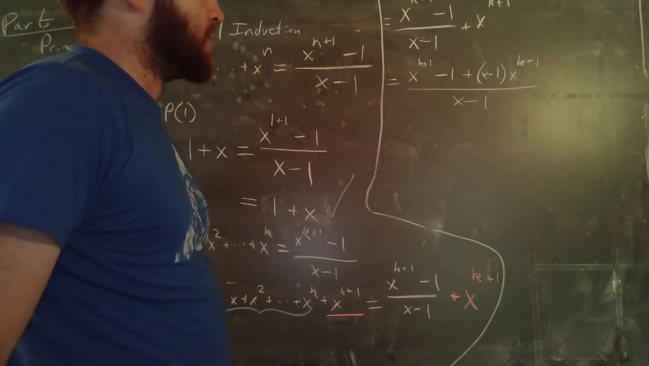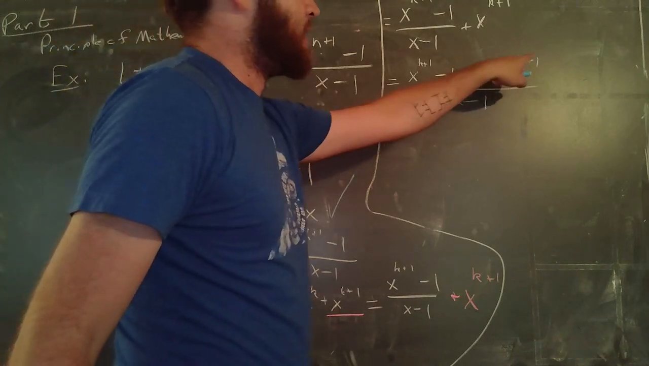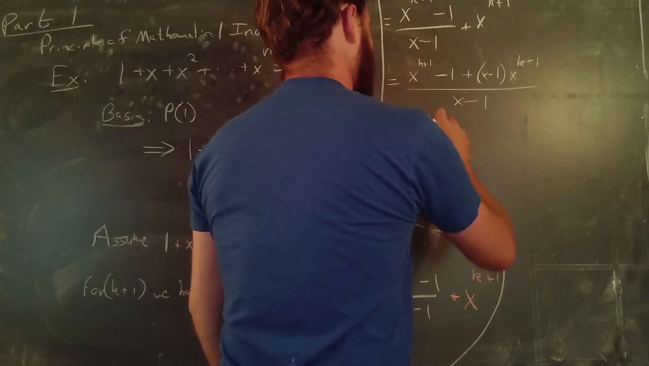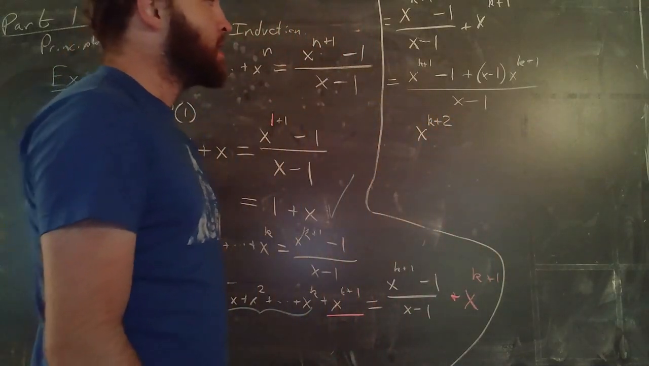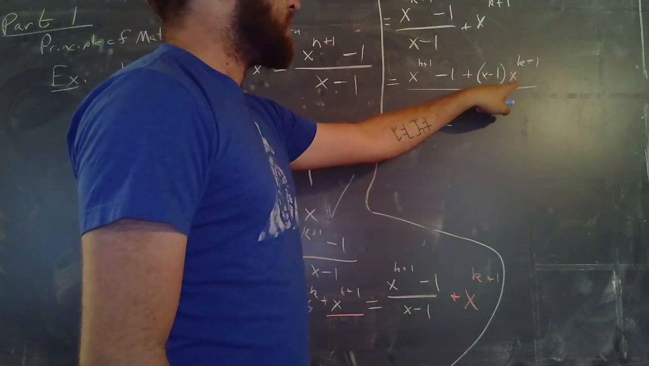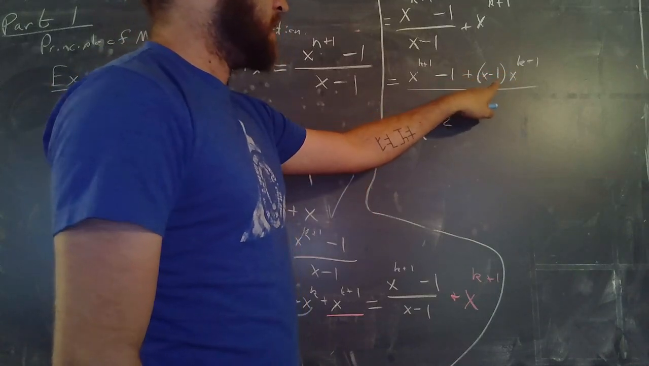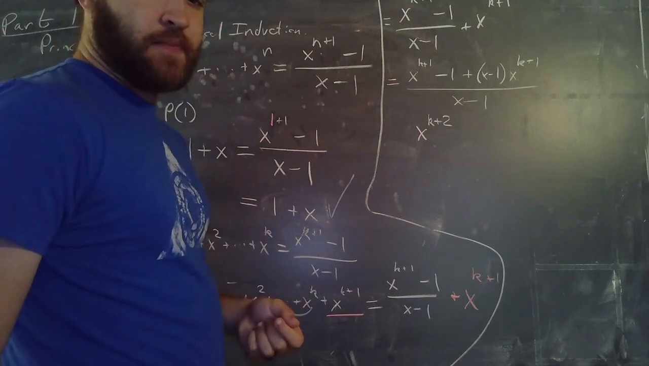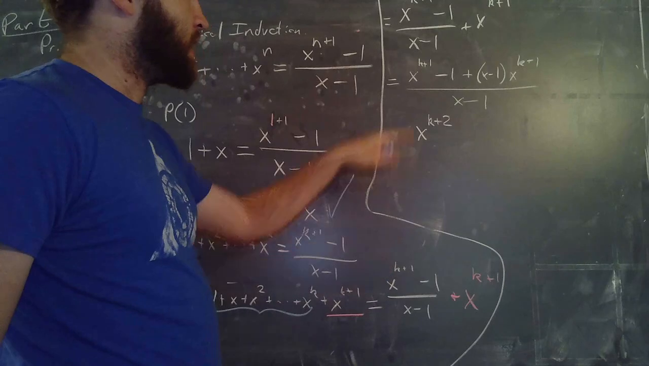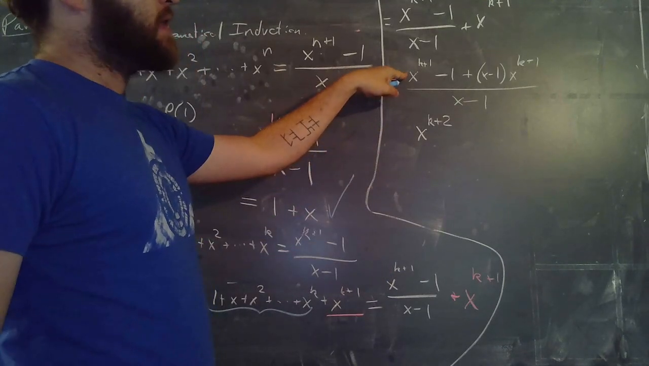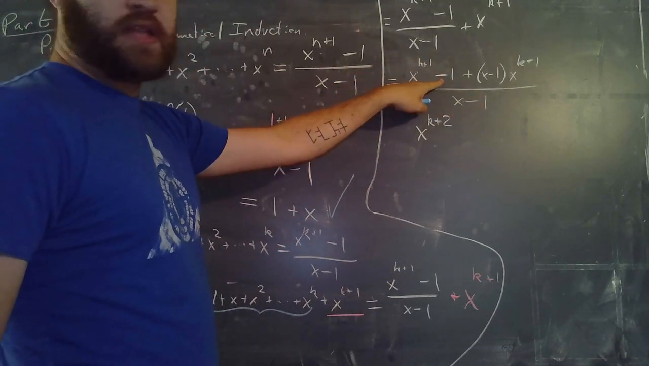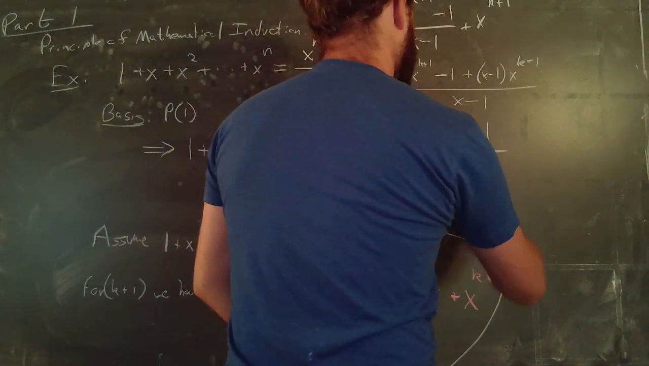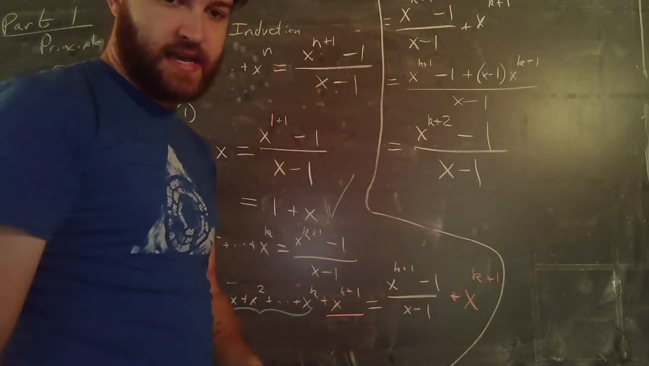Now, distributing through this thing very quickly, I want to point out a few things that are going to happen here. We're going to have x to the power k plus 1 times x, which is going to give us x to the power k plus 2. Okay? Then we're going to have x to the power k plus 1 times minus 1, which is going to give us minus x to the power k plus 1. And since we have minus x to the power k plus 1 and positive x to the power k plus 1, they're going to cancel each other, meaning the only thing left in the numerator is this minus 1 term here, which gives us this statement.